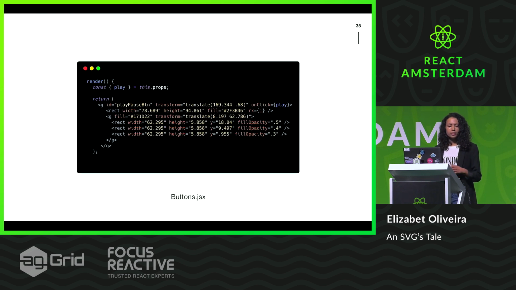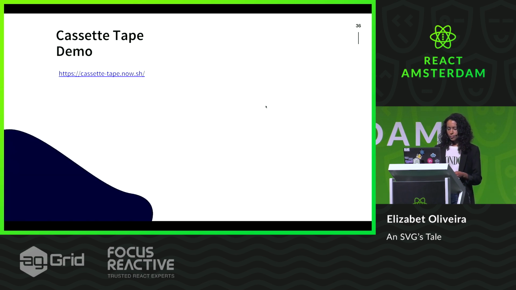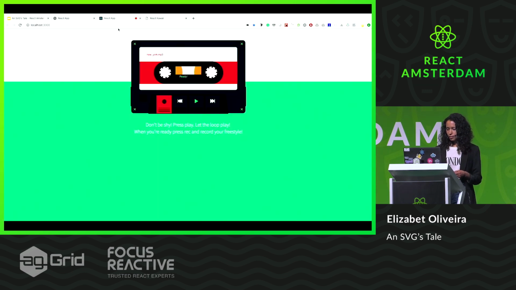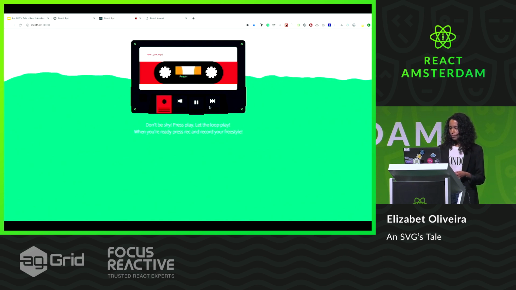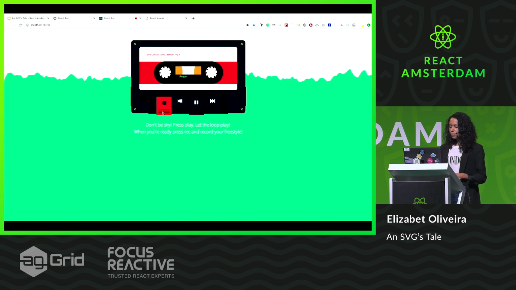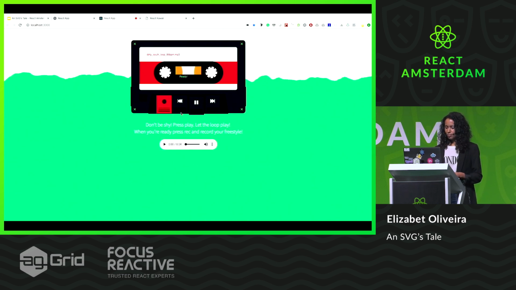This is where the buttons live. I'm just giving the example of the play pause button. And I have this onClick handler with the play function. And now let's see what I achieved. And I can actually record my voice. And normally this is the part where I do a freestyle. But I can only do the freestyle in Portuguese. So let's see how it goes.